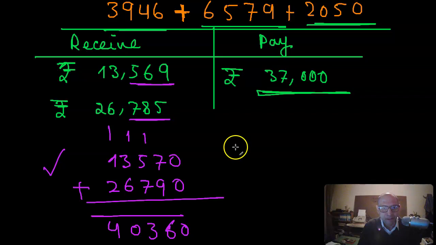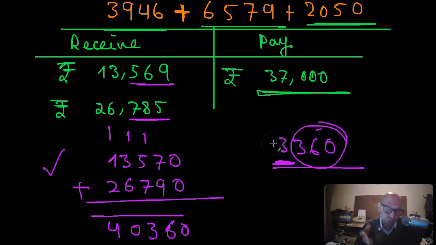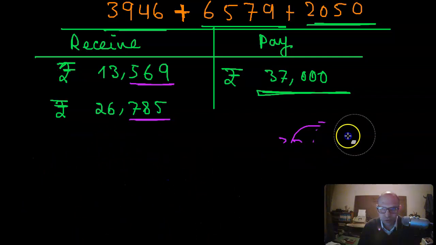Then you would have to subtract 37,000 from 40,360. Then you know that 3,360 would remain. So again, the 360 is just not important in this case. And of course, the 3,000 that remains is way too large, right? So I could have simply forgotten about all of this business of calculation over here.